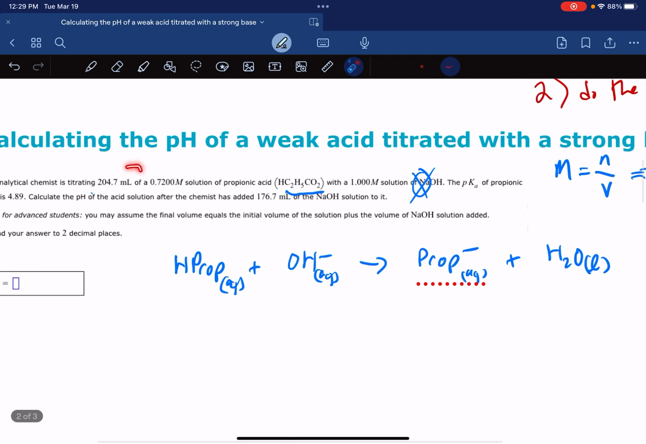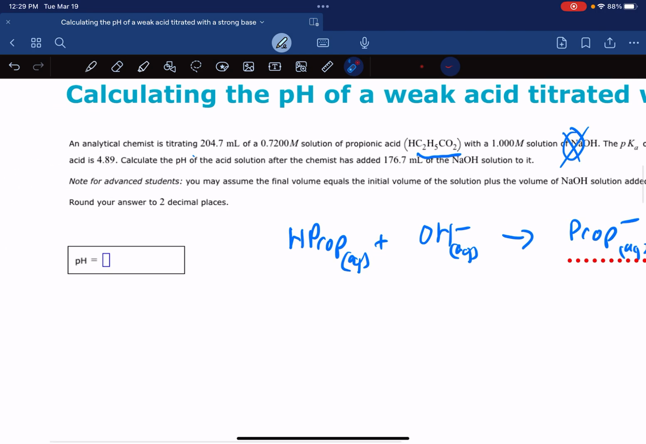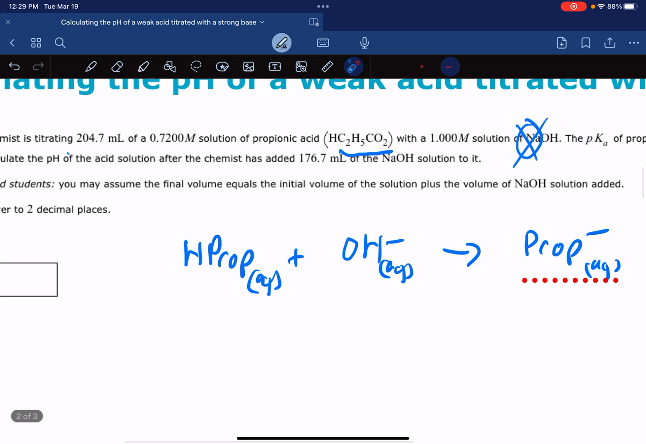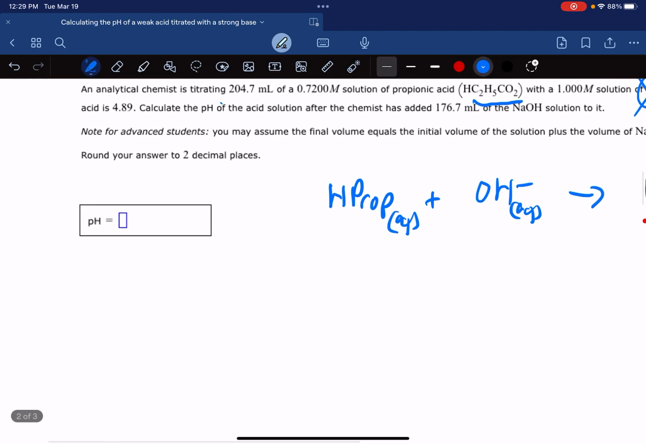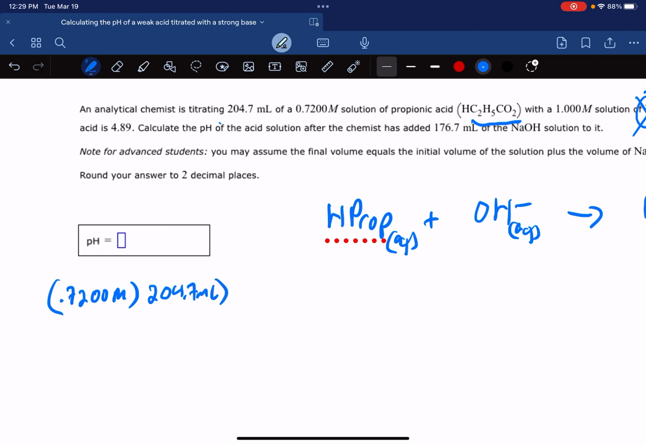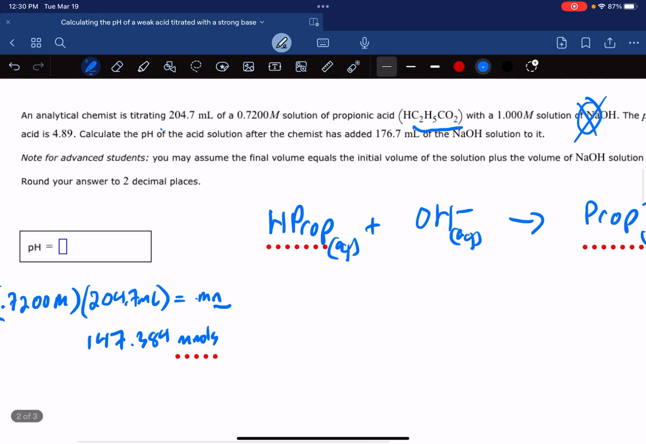Since we're dealing with milliliters, I'm going to keep it in milliliters and we'll end up with millimoles. I'm going to do this over to the side, and then we'll plug it back in. All we're doing is figuring out the millimoles of the H prop and also of the OH minus. Remember, we have 0.7200 molar, and we're going to multiply that by the volume, 204.7 milliliters, which gives us our millimoles. When we do the math, we end up with 147.384 millimoles. That's the number of millimoles of our H prop.